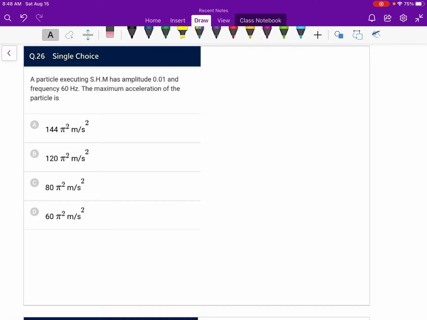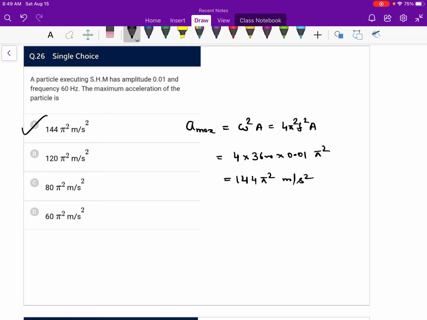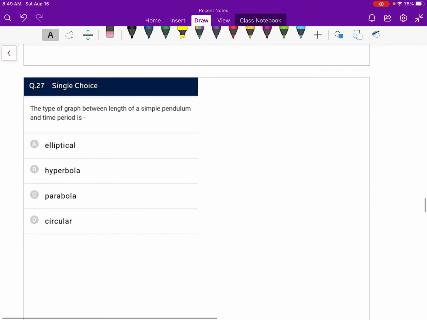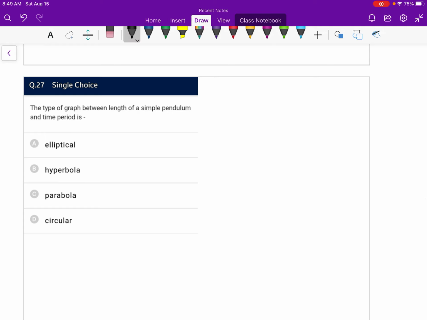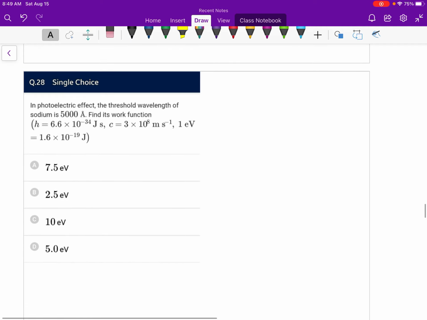A particle executing SHM has a given amplitude and frequency; find the maximum acceleration. So A max is omega square capital A, which is 4 pi square f square capital A, so 4 f square 3600 into A, which is 0.01 pi square. So 144 pi square meter per second square. So A is the correct option. Next, the type of graph between the length of a simple pendulum and time period. T is 2 pi under root L by g, so L is proportional to T square. So this is a quadratic equation, so the graph will be a parabola. So C is the correct option.